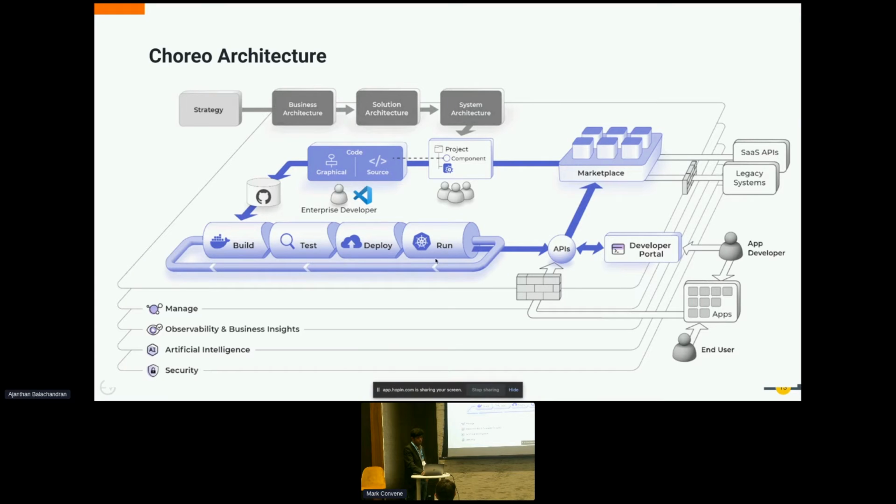Basically, it will build the artifact, run the tests if you have written unit tests as well as integration tests, and then it will deploy on a Kubernetes cluster. After that, the running service you could expose as a managed API through the Choreo gateway. So it will be available in the developer portal. The developer portal you can use internally as well as for external consumption. In the developer portal, you can discover, subscribe, and get the credential to consume your API.